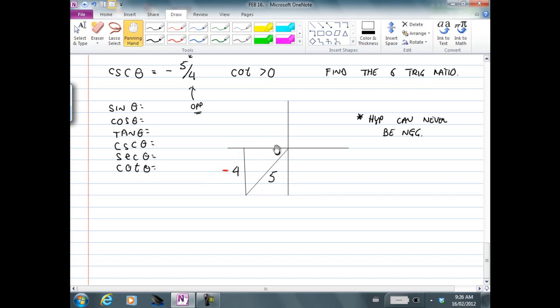Guys and gals, what number is missing right here? Find the missing number.